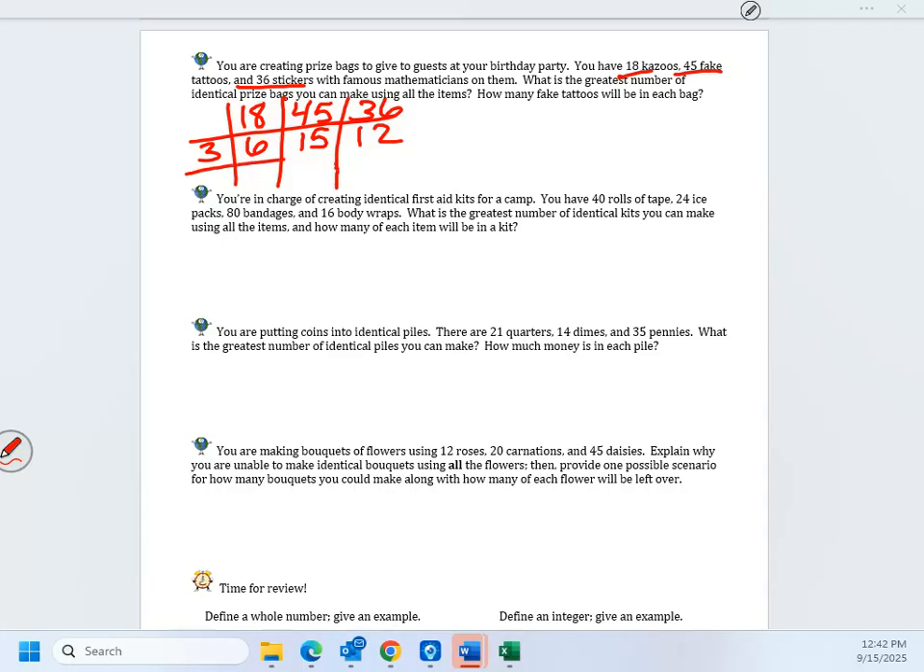Can I divide anything else out? Finley? I can divide a 3 out. 6 divided by 3 is 2. 15 divided by 3 is 5. 12 divided by 3 is 4. Can I divide anything else out of all 3 numbers? No. So what is my next step? Ellie? You multiply the 3 by 3. The numbers I pulled out, I multiply together, and I get 9. Now, I need to label this. 9 what? 9 prize bags.